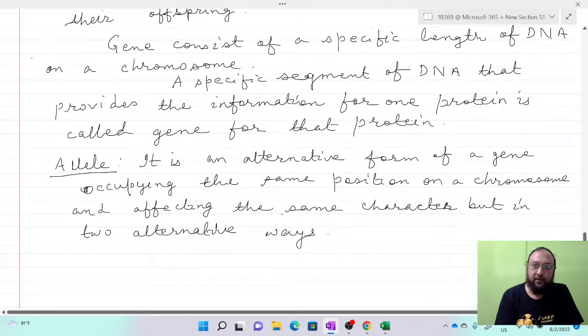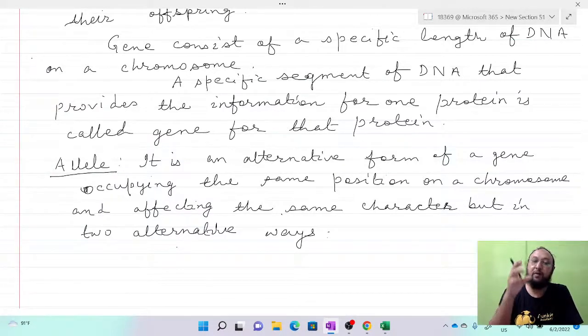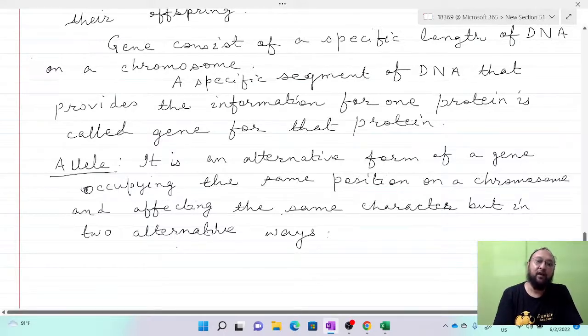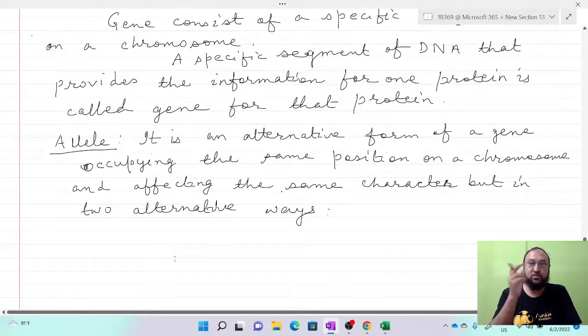Okay. So that means if you say height, it will be tall and dwarf. If you say the shape of the seeds, it will be wrinkled or smooth. If you say color of the seed, it will be green or yellow. So two alternatives.